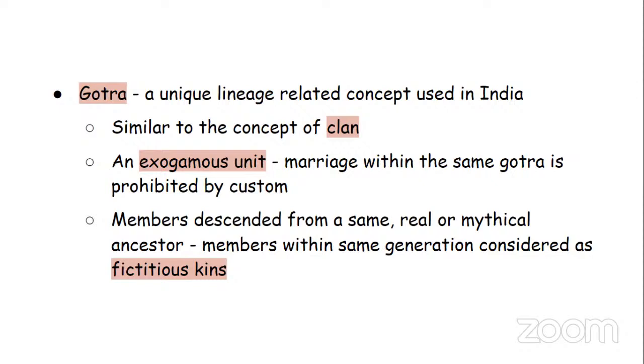So because of this reason, the members within the same generation were considered fictitious kins. They had a feeling that they are related, somewhat related, because they believed that they are the descendants of the same ancestor. Even though they are not related by blood or by marriage, they had a belief that they are kins, and this kind of kinship is known as fictitious kins.